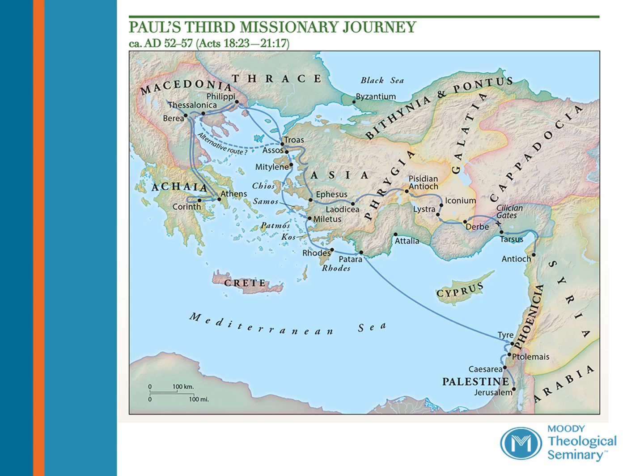The third missionary journey. Some scholars debate this, but a straightforward reading of Acts would argue for this third missionary journey, Acts 18:23 to 21:17. See the route that Paul follows on the map here.